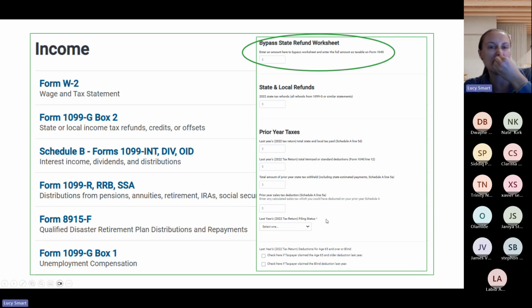All this information is just pulled straight off the prior year return, and when you enter it in, TaxSlayer will determine what amount of the refund needs to be taxed. If you don't have that information, again, you just have to put the entire amount of the refund up here, and they will be taxed on the whole refund.